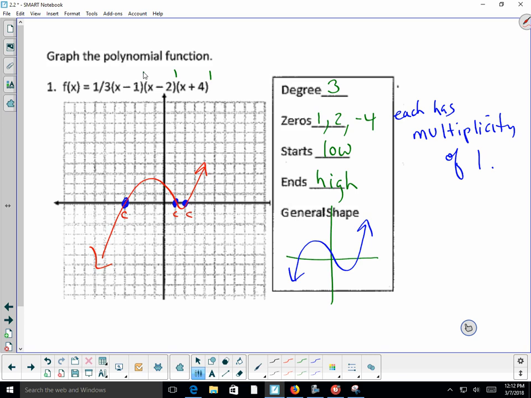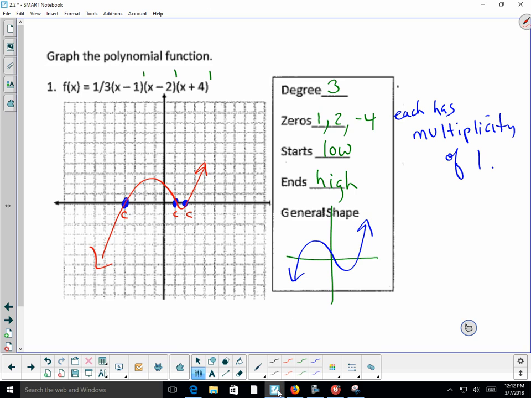Go ahead and graph this now on your calculator and see if we were fairly close. We want to check for the starting behavior and ending behavior. We want to check to make sure those zeros were correct and that it's crossing or bouncing correctly. Does it look okay? Yeah. Pretty good?